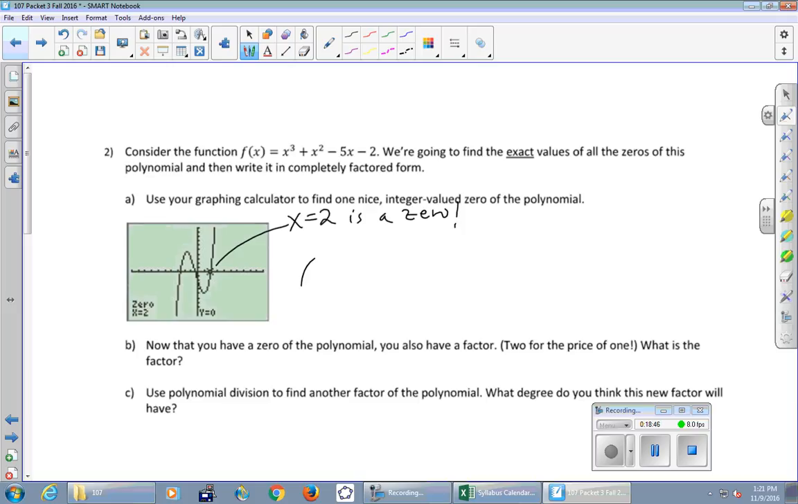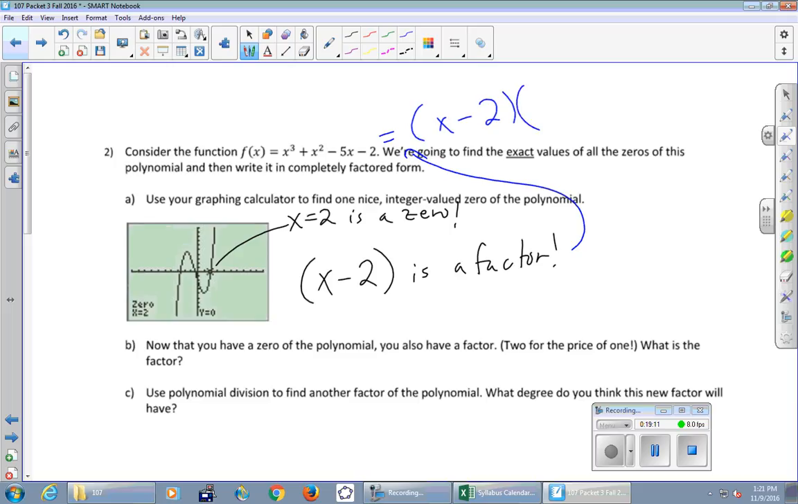Which means right away that something is a factor. X minus 2, that's it, right? We know that the zeros and the factors go hand in hand. And so what that means is that this original guy, the whole x cubed and all the other stuff, must equal x minus 2 times something. Agree? Because x minus 2 is a factor.